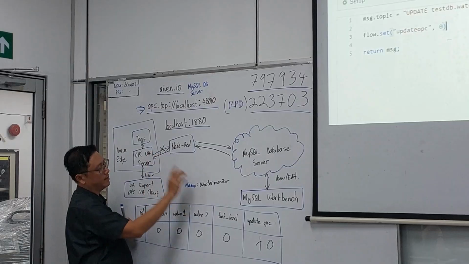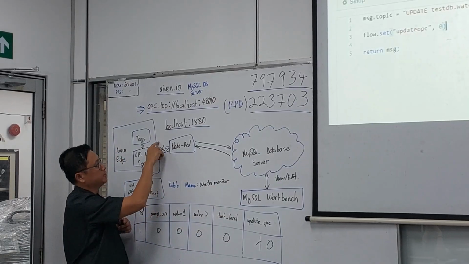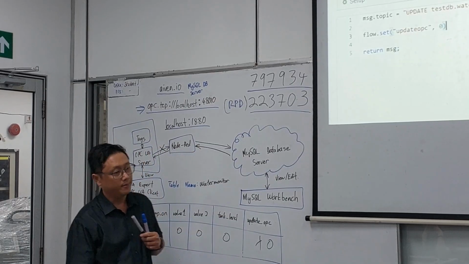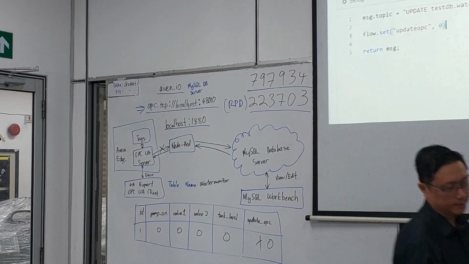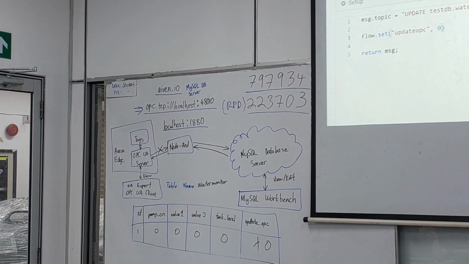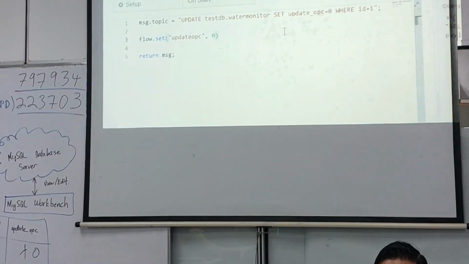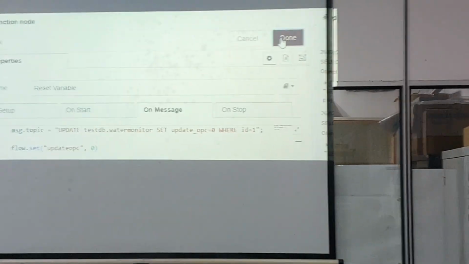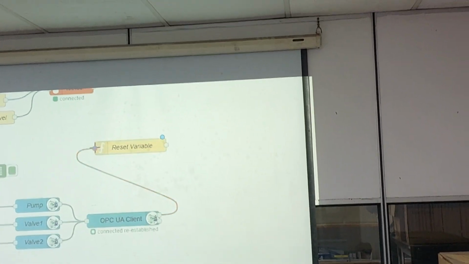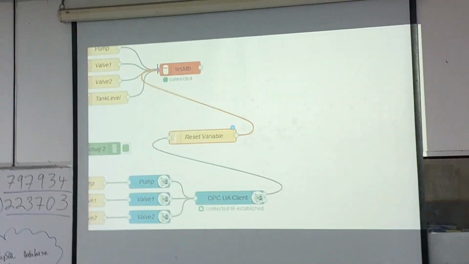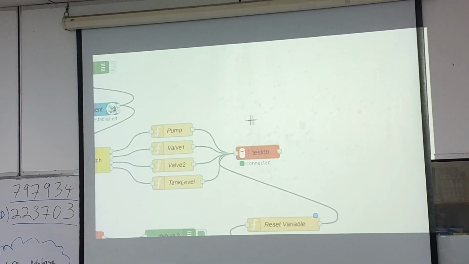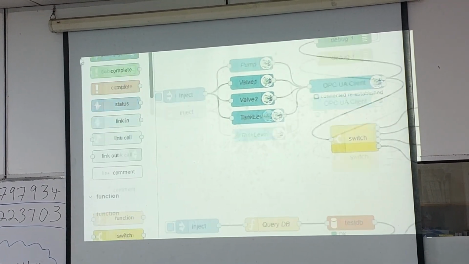And also one more thing, when you update the thing, this one must be stopped from going up to the MySQL database server. So again, we need to also create another function. So first we join this one first, click done first. After you have this reset variable function, then stop here, drag to this function input, then the output of this reset variable go to this testdb. Yes. Okay.